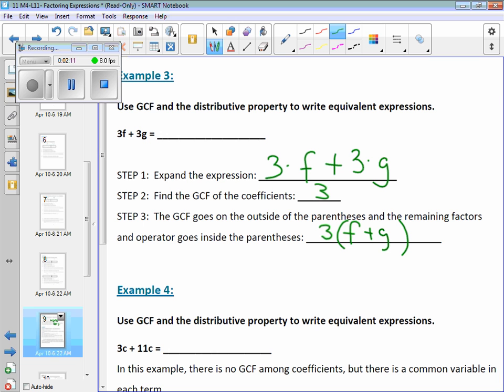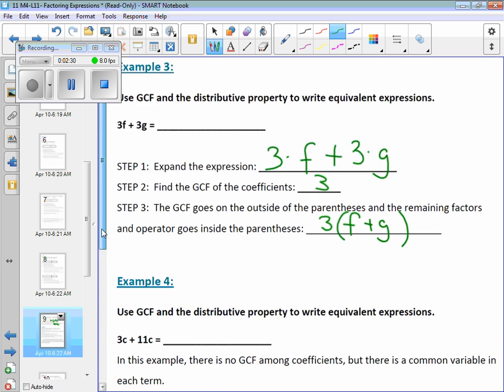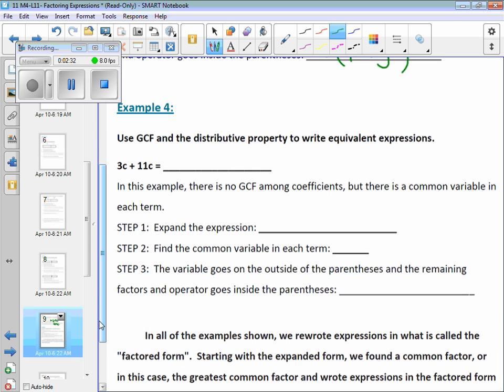And here's how you can check it. Now go in reverse, what you did yesterday in 12. 3 times f is 3f, which is part of our original expression, and 3 times j is 3j. There it is. That's the nuts and bolts of lesson 11. Go to example 4 because this is a little different, but it's kind of the same idea.